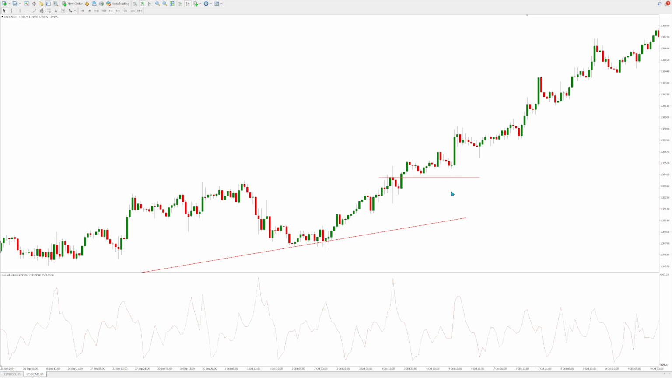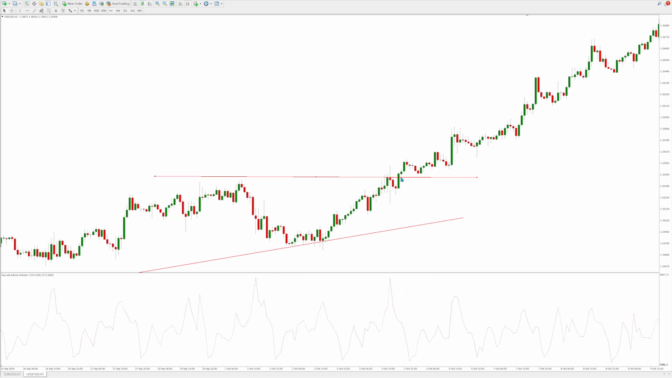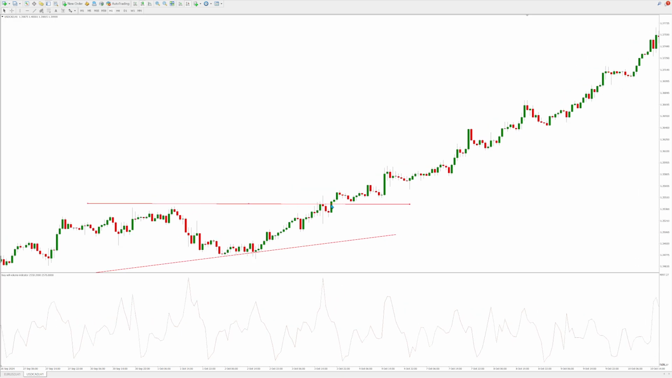We draw our resistance in this instance because we're trading long, we're buying. Okay, and in fact, this is a strong level of resistance. We can see it's been previously tested here and here, and we can just enter on that breakout there. Resistance then becomes support.